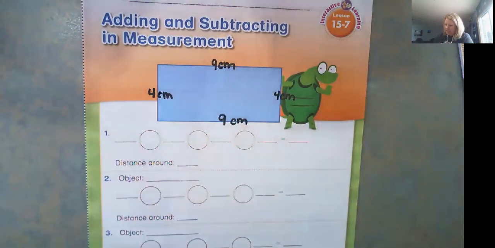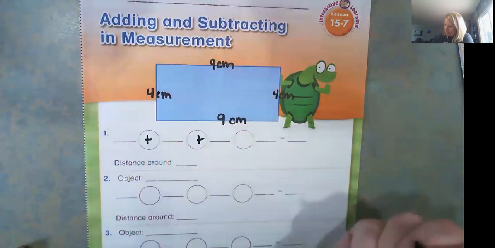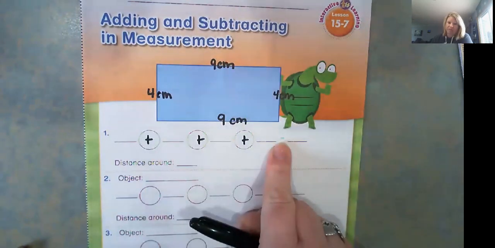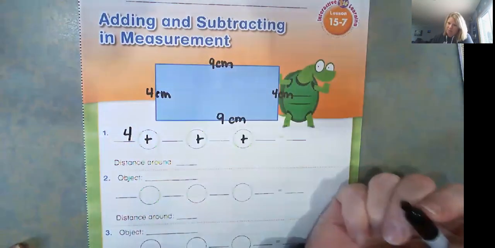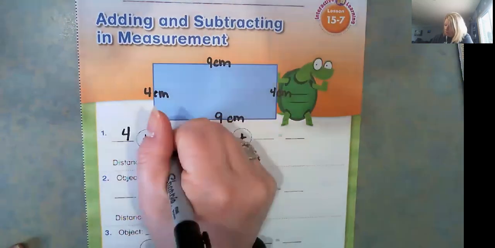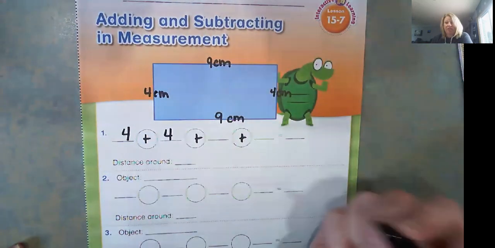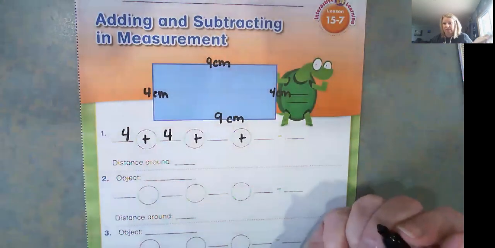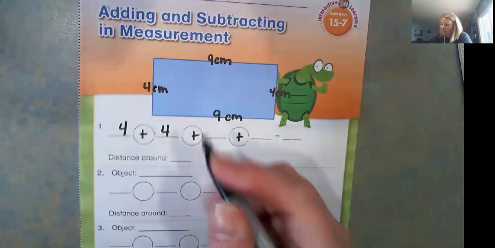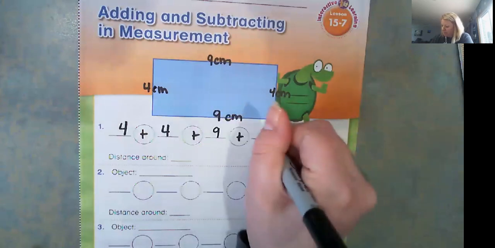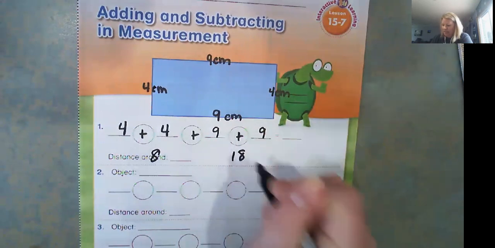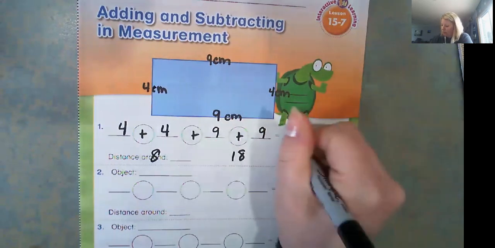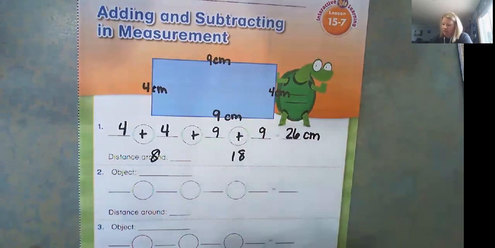I'm going to add all these sides, so I'm going to put plus signs here, and here, and here, and then they already have the equal sign for us. So I'm going to plug my 4 numbers in. 4, I like to do the same numbers after each other, but you can do them in any order. Because remember, addition is commutative, so that means you can move the numbers and add them in any way you want, and you're still going to get the same answer. So I'm going to add 4 and 4, and 9 and 9. 4 and 4 make 8, and then 9 and 9 make 18, and 8 plus 18 is 26. So the distance around this rectangle is 26 centimeters.